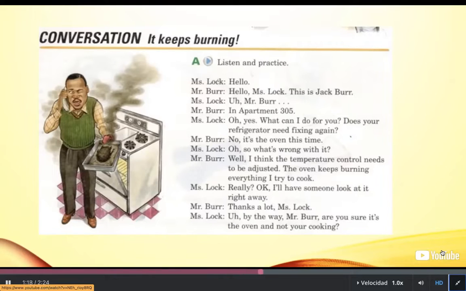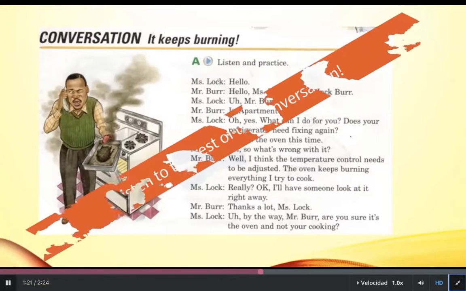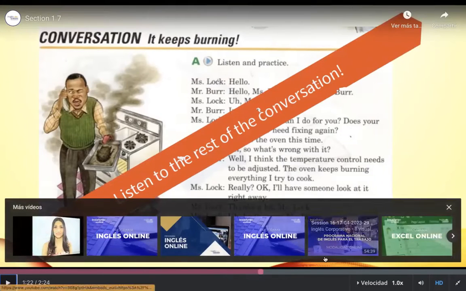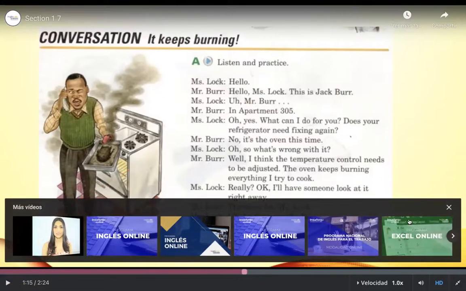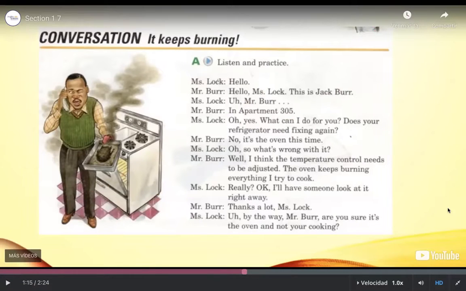Listen to another tenant calling Ms. Locke. Okay, so first things first, let's take a look here. Any vocabulary that you don't know?